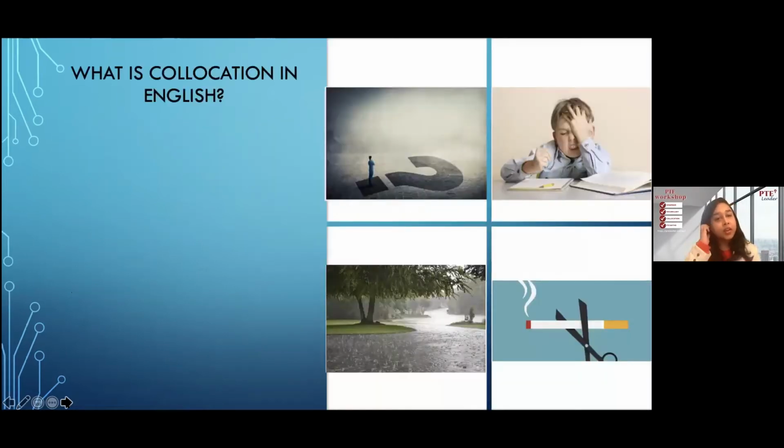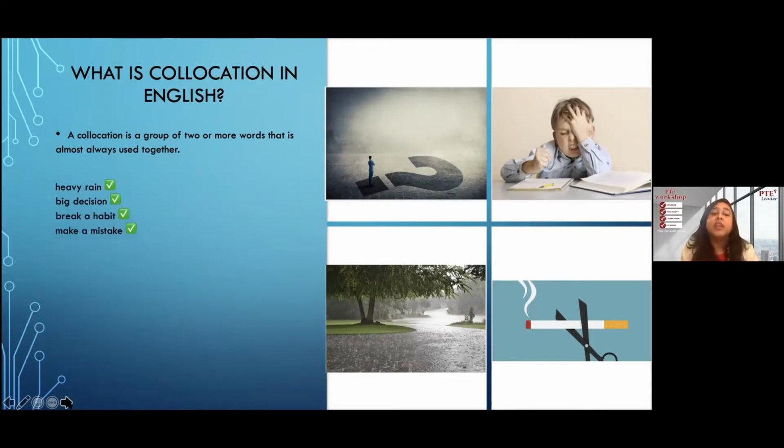All right. So the question is, what is collocation in English and why is this so important for fill in the blanks? So let's get into it. A collocation is a group of two or more words that is almost always used together. So collocation is most of the time two words or quite a few times three words as well. And these words always work together to convey a specific meaning in the English language.